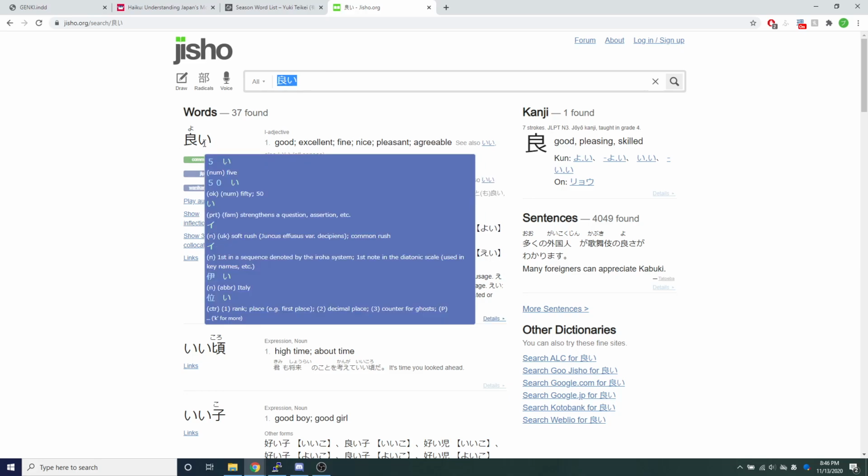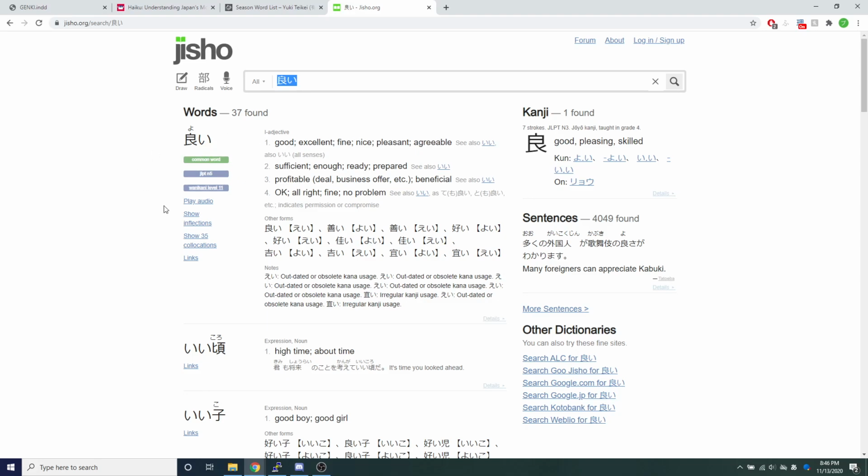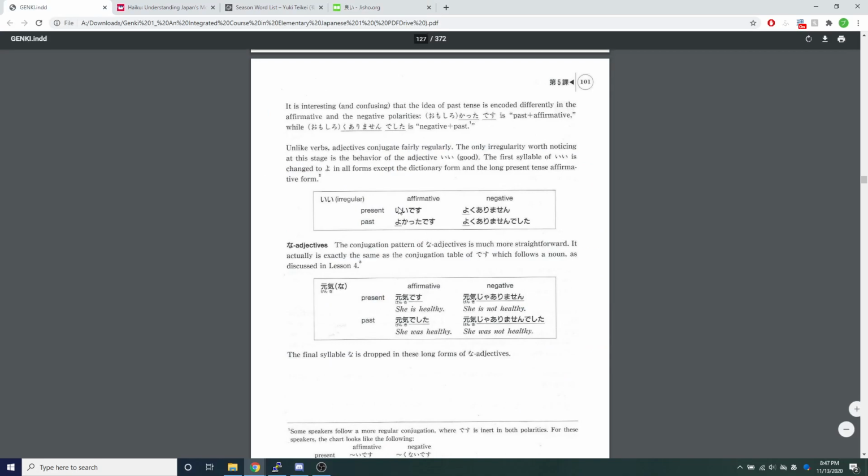The e at the end there is this e. It's yoi, right? And so the past tense of e, even though in affirmative, like you see in the book or here on screen, even though the present tense is e, the past tense becomes yo. So instead of becoming ikatta desu, it becomes yokatta desu. Or instead of ikunai, it becomes yokunai, right? Or yokunakatta, right?